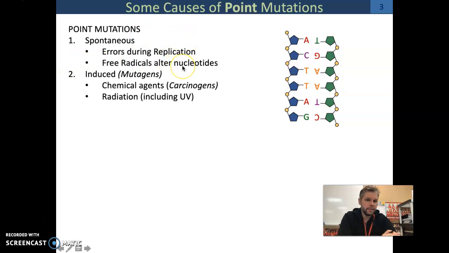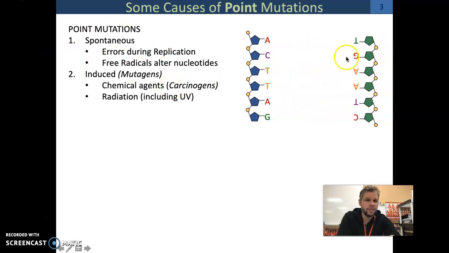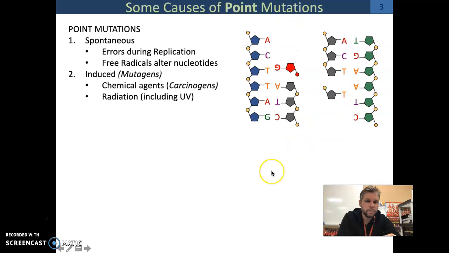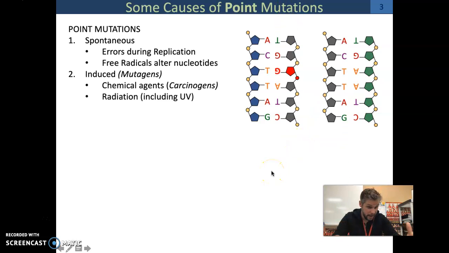Another could be free radicals, which can alter nucleotides. Another could be mutagens, like ethidium bromide. I told you guys that was a mutagen, right? So these could be chemical agents or radiation. The idea is that these strands are going to separate at some point, and then we're going to add DNA bases back to them.